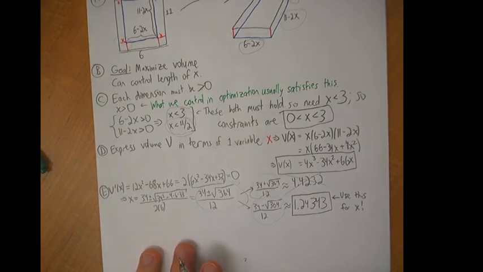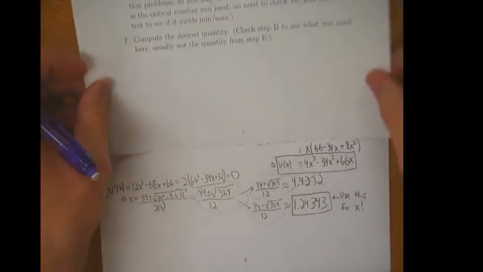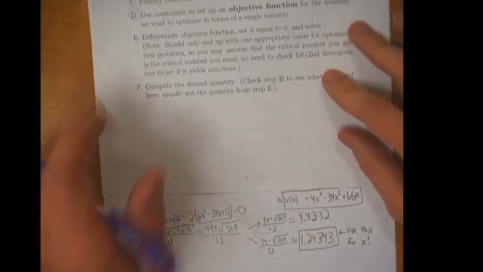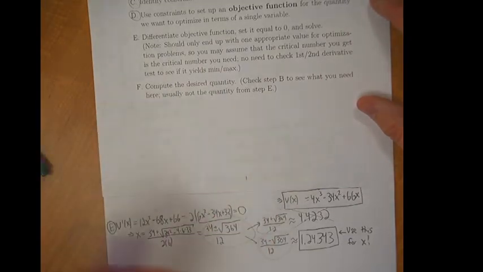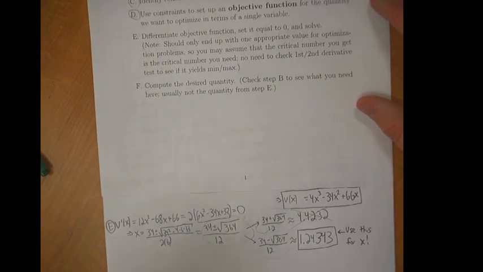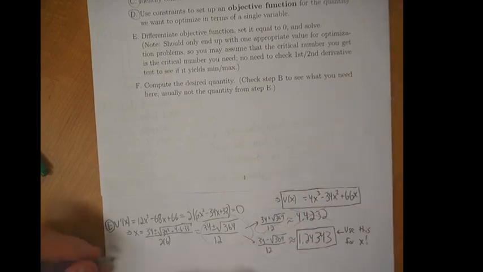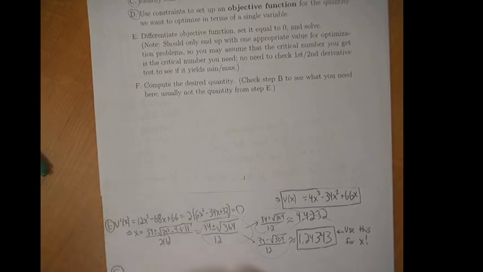And so one nice thing with optimization is that in usually all but one case, as we'll see on Friday, you should only end up with one appropriate value for optimization problems. So in this case, you can assume the critical number you get is the critical number you need. You don't necessarily need to check the first or second derivative test to see if it yields a min or max. So as a result, in this case, that means we can plug this value into our volume function.